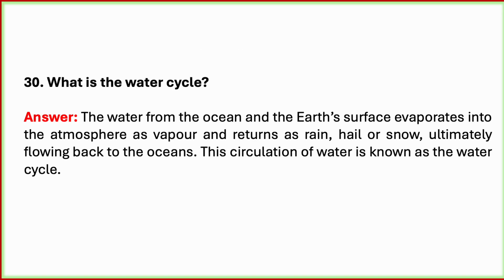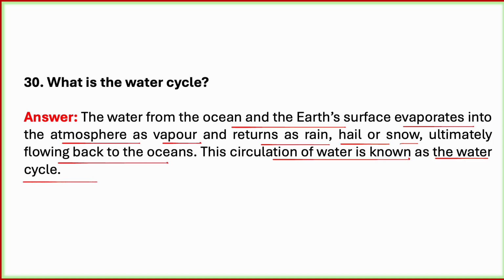What is a water cycle? The water from the ocean and the earth's surface evaporates into the atmosphere as vapor and returns as rain, hail, or snow, ultimately flowing back to the oceans. This circulation of water is known as the water cycle.